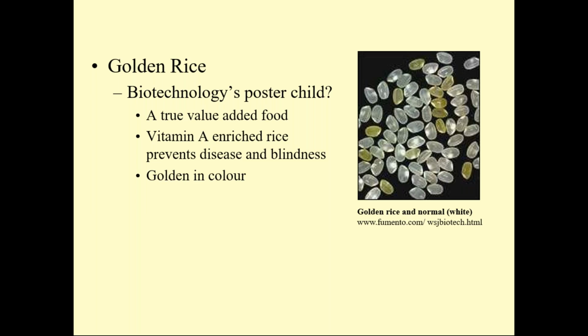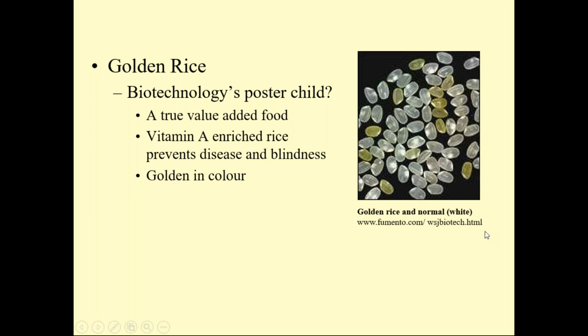It is a rice which has provitamin A enriched rice, so that if the rice is eaten, because rice is the staple diet in Southeast Asia, it is a means of conveying the nutrient vitamin A. And because it contains the beta carotene, or the provitamin A, you will see that the rice grains are yellow colored compared to the normal grains, which are white colored.